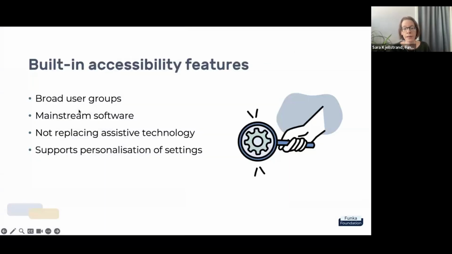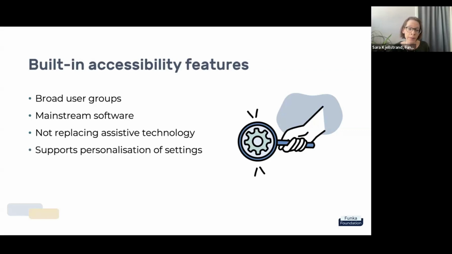So in particular, I'm going to talk about built-in accessibility features. And so what are these? These are features that are built in your mainstream software. It could be in the browser, it could be in the word processing program, or in any other software, in your mobile phone, for example, also. And these are not replacing assistive technology, but it's really tools for a much broader user group that do not have access to assistive technology, or may not even realize that they need different types of tools, or that it could be useful to have some support in accessibility.